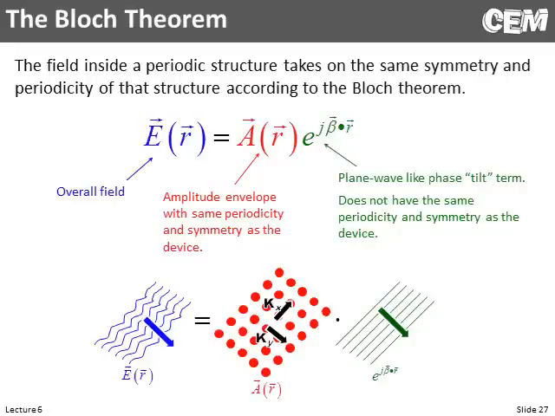Now, we said in the previous slide something slightly incorrect. It's not actually the overall electric field that has the same symmetry as the device it's in. So this E does not have that same symmetry. It's actually this amplitude term. That's the thing that has the exact same periodicity, same period, same symmetry as the structure it's in. This plane wave term doesn't have any of the symmetry of the lattice that it's in. And the overall field is the product of the two. So we have a bumpy plane wave, and it's the bumps that take on the same symmetry as the device it's in. So we're going to use this a lot. It's called the Bloch Theorem.